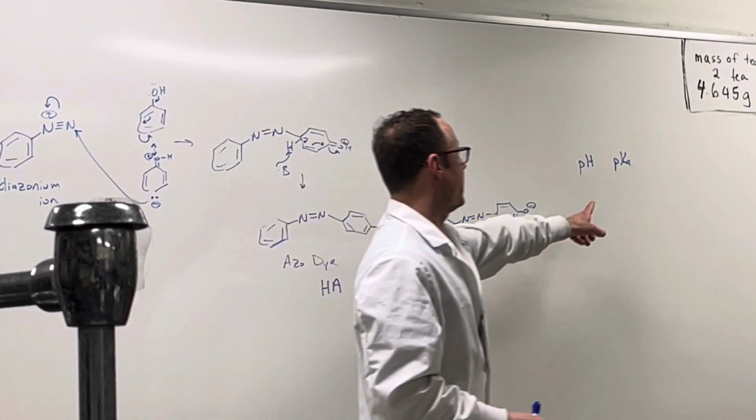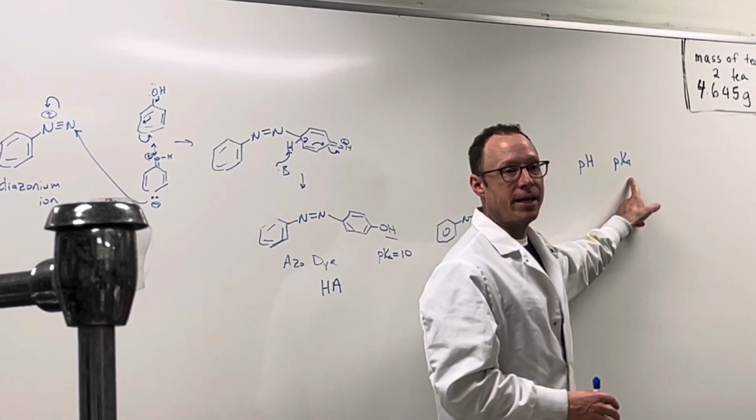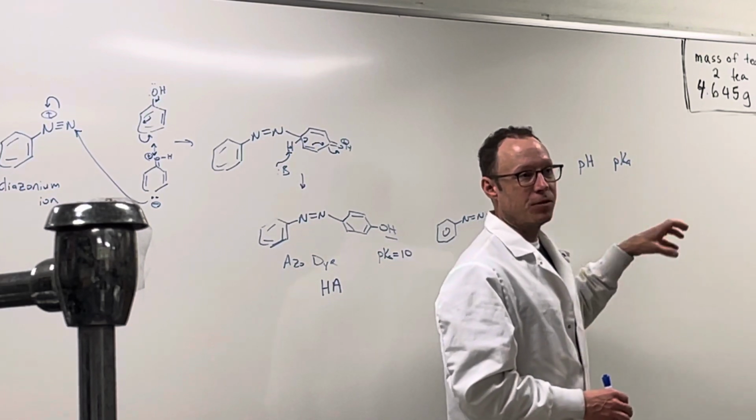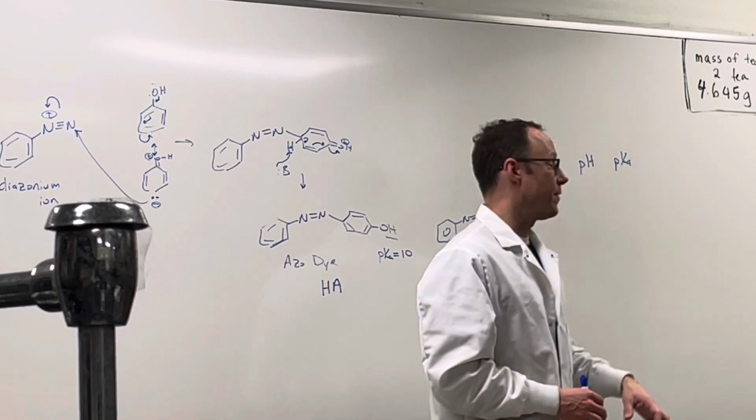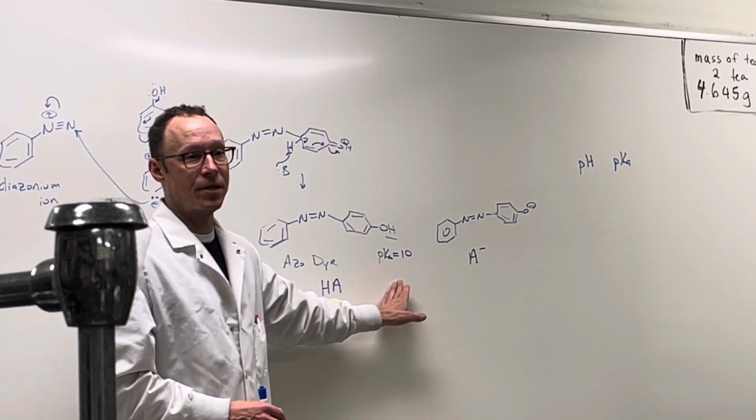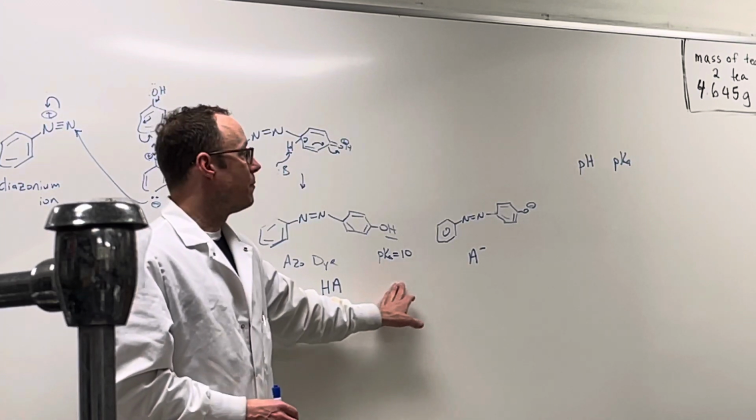The pKa is a constant. You cannot change the pKa. The pKa for a functional group is always the same. If I'm talking about a phenol, the pKa of phenol is 10. It can never be anything other than 10. But I can change my pH.